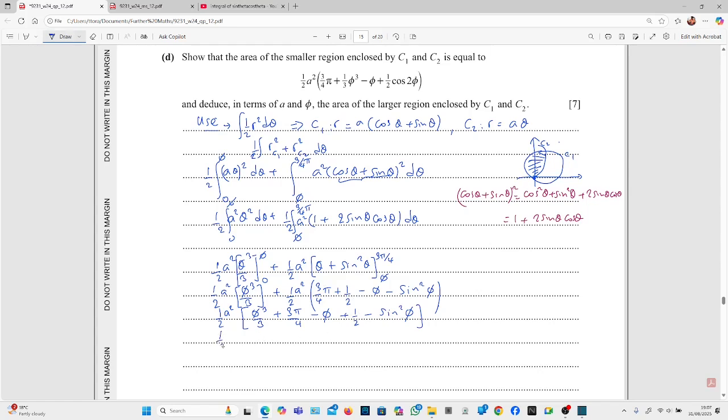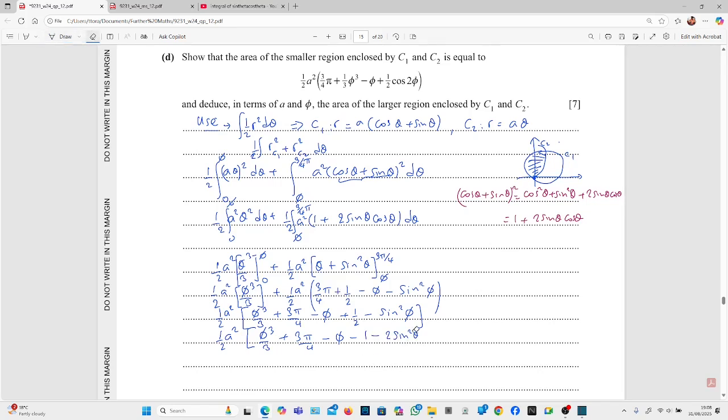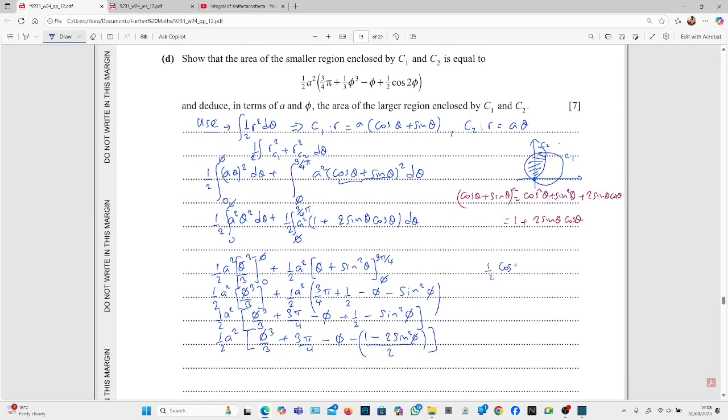So over here we've got to do something. 1 minus 2 times sine squared phi, that is 1 minus 2 sine squared phi over 2. Now that in itself is actually half cos of 2 phi. So we can just substitute this for half cos of 2 phi, and this is what we get. Actually, because there's a plus here, this is plus and this is minus, so this becomes plus, and that's what we end up with.